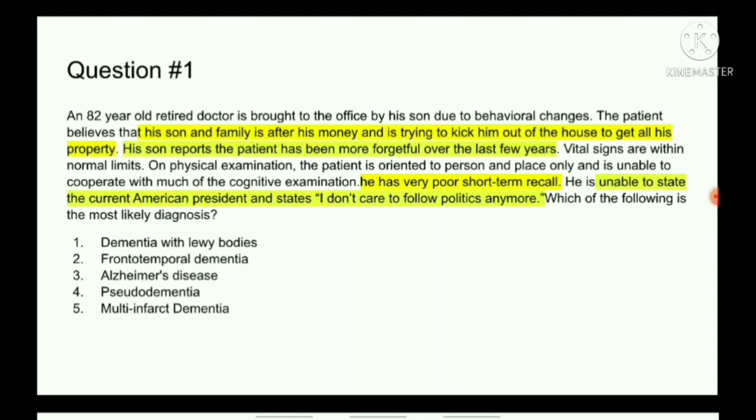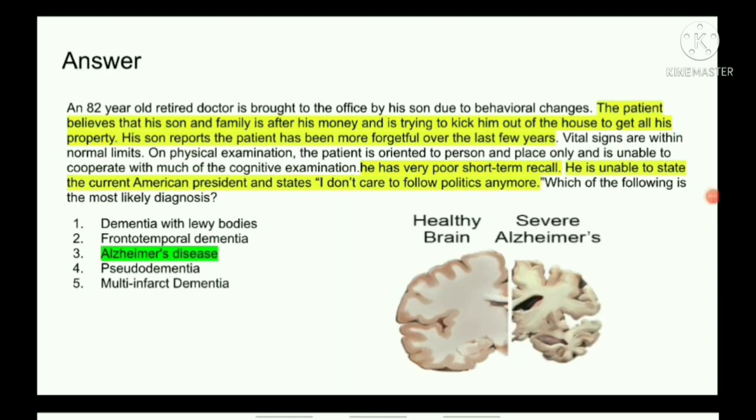This is a clear Alzheimer's disease. CT scan and MRI shows diffuse cortical atrophy. You can see on the left is a healthy brain and on the right is a severe Alzheimer's with cortical atrophy and enlargement of the ventricles. It's classic for Alzheimer's.